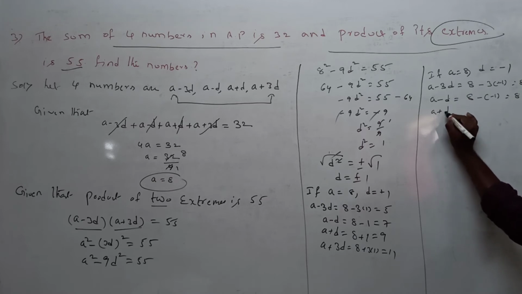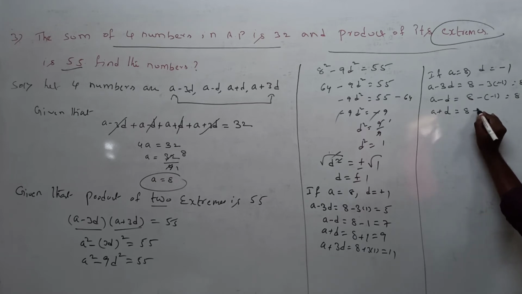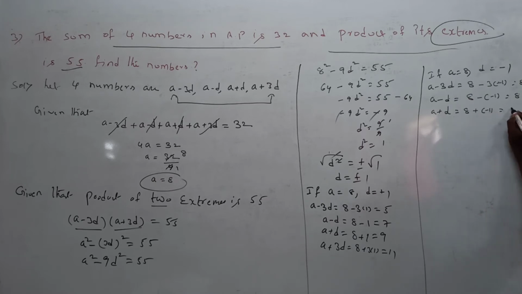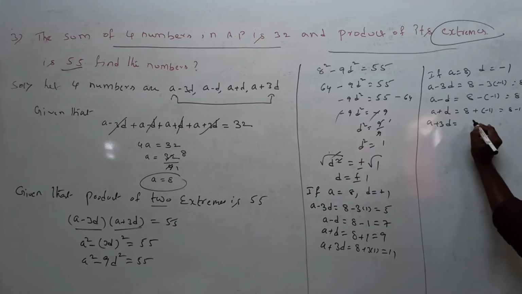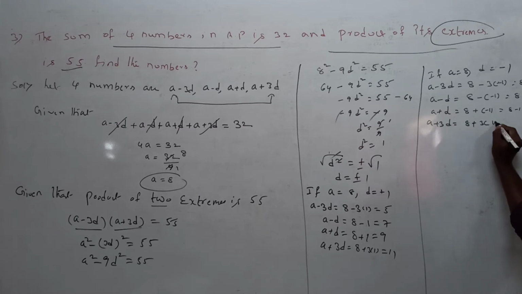Third number you are assuming is a plus d. A value is 8, d value is minus 1. Plus into minus is minus 1. 8 minus 1 is 7. Fourth number is a plus 3d. So a value is 8, d value is minus 1: 8 plus 3 into minus 1, 8 minus 3 is equal to 5.